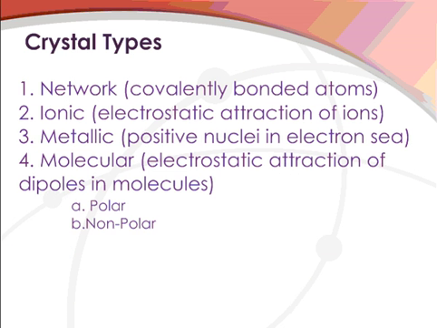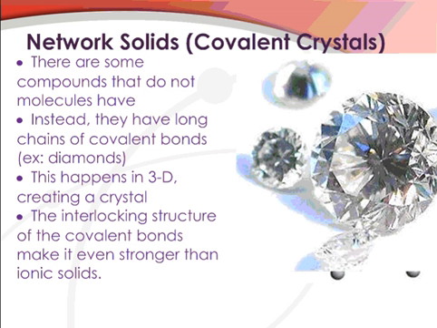So here are the 4 types of solids, or crystal types. We have a network solid, which is comprised of covalently bonded atoms. We have an ionic crystal, which consists of electrostatic attraction of ions. A metallic crystal, which basically is how metals bond together and stay together as a solid. And the 4th is a molecular crystal, which uses the electrostatic attraction of dipoles in molecules. And we all know what a dipole is with those partially positive and partially negative charges. So let's go through each one of those in a little bit more detail.